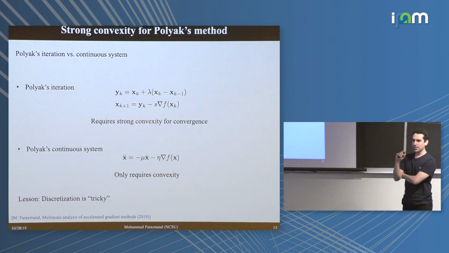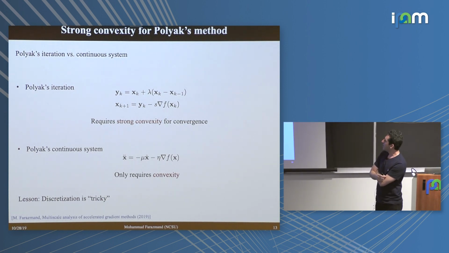Before I show you some examples on how this works in practice, here is the slide that I mentioned. I will say something about strong convexity. It is a well-known thing that for Polyak iterations to converge, for you to guarantee that they will converge, you have to make the strong convexity assumption, meaning that you have to assume that f is strongly convex.